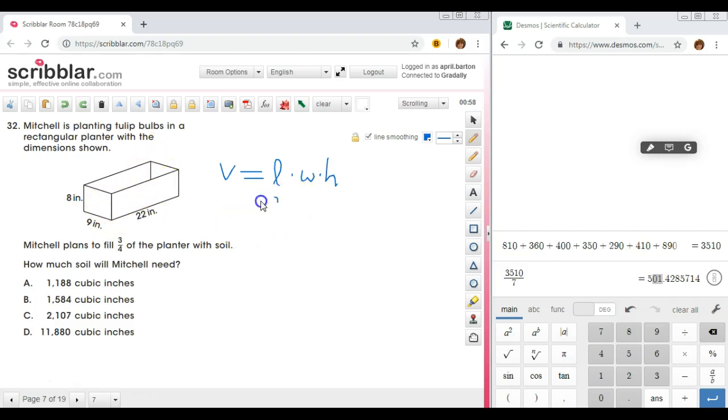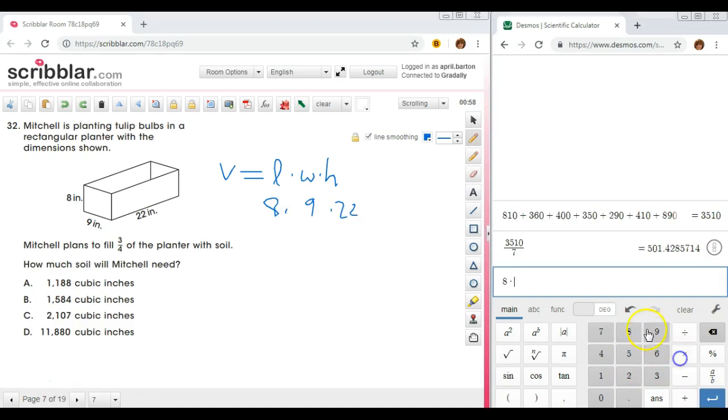On a rectangular prism, anything that's a box, length times width times height. So that would be our 8 times 9 times 22. We go plug that in. That gives us 1,584, which shows as one of our answer choices. But that number is what if we filled the entire box with soil? Since it's only 3/4 of the box, we have to take that into account. It's less than that. Since there's only one answer less, we know it's this answer, 1,188.